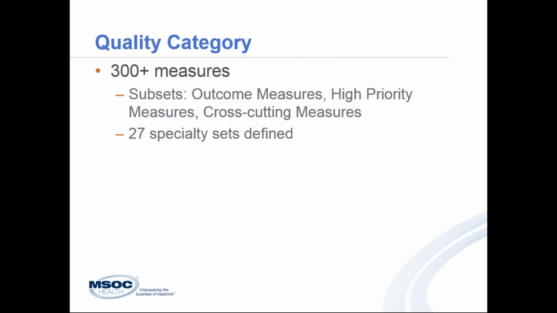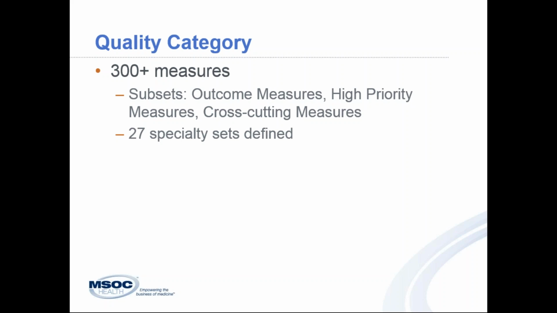But there are no domains like we have seen in the past. Instead, there are some subsets. There are subsets of measures that are identified as outcome measures, high priority measures, and cross-cutting measures. So some of those 300 measures are in each of those subsets. And there are 27 specialty sets defined.